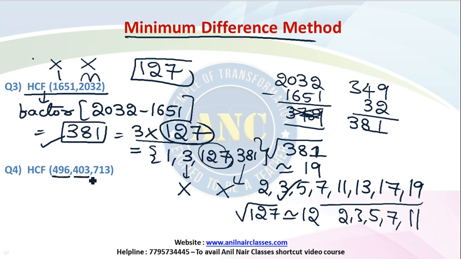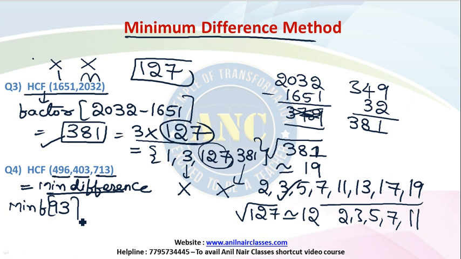496, 403, 713. Answer is nothing but minimum difference. Minimum difference we have to take. 496, 403. Minimum difference is 93. Answer is nothing but minimum difference in the element of factor of 93. Factor of 93 is nothing but 1, 3, 31, 93. Now if you observe, if option is 3, all the 3 numbers should be divisible by 3.